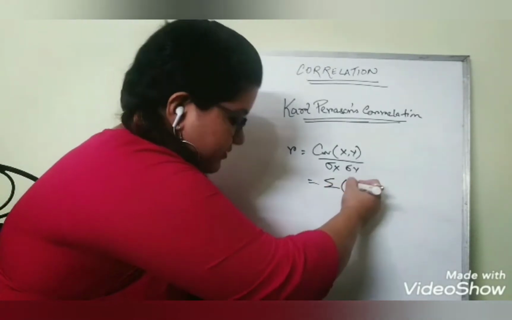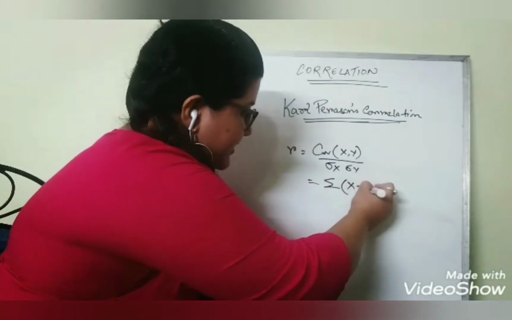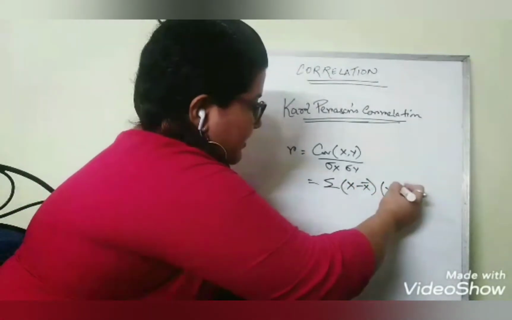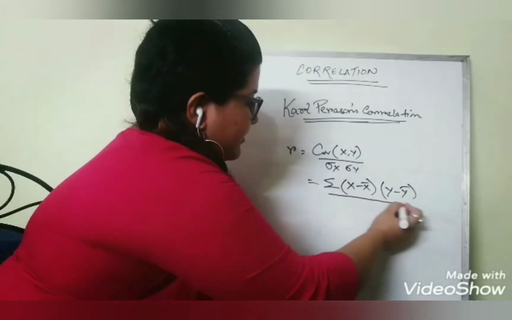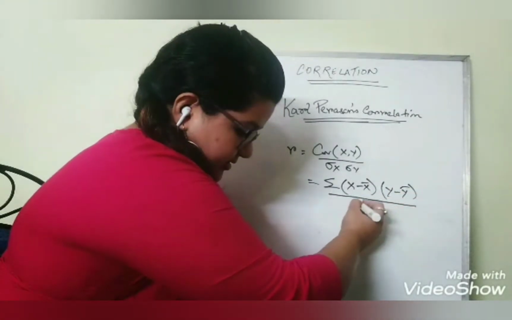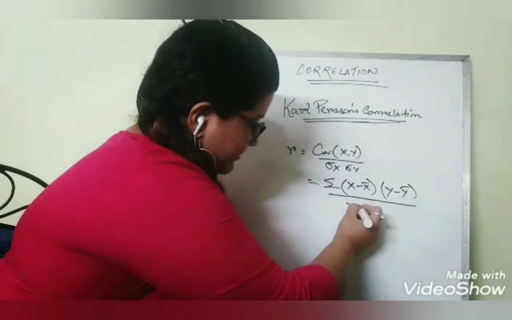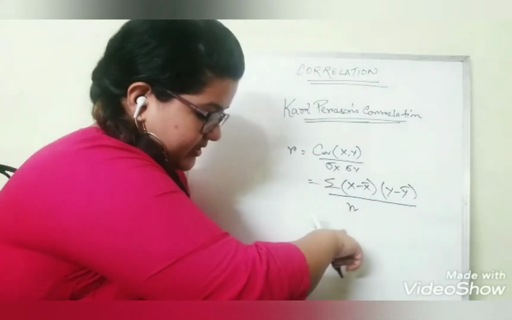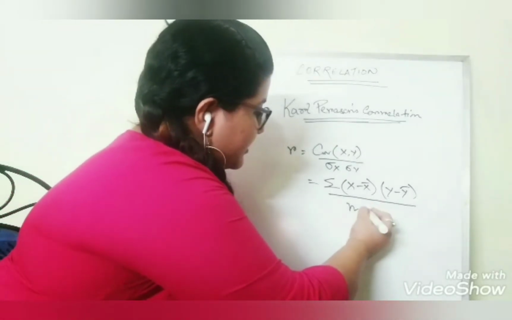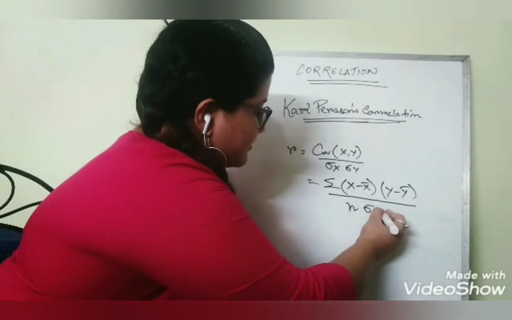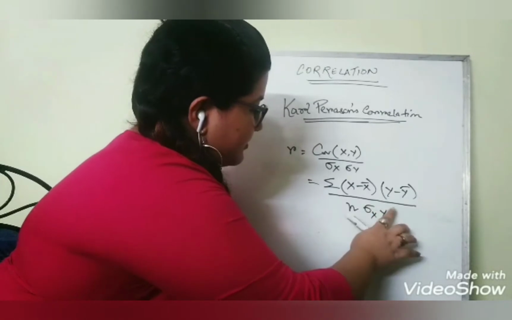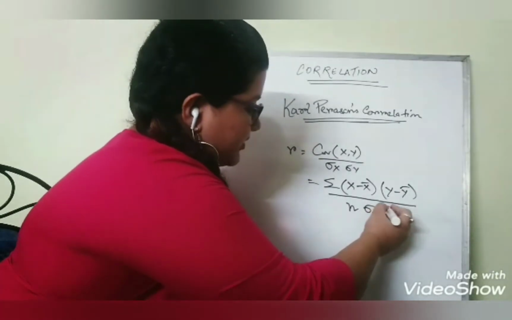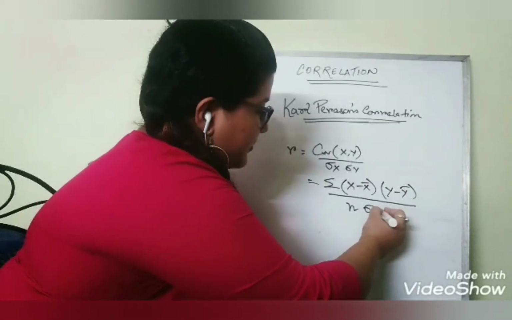summation x minus x bar into y minus y bar divided by n. The 1 by n which we had earlier, that n will be adjusted here, into sigma x, sigma y.